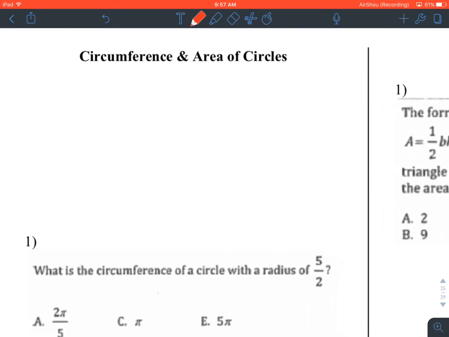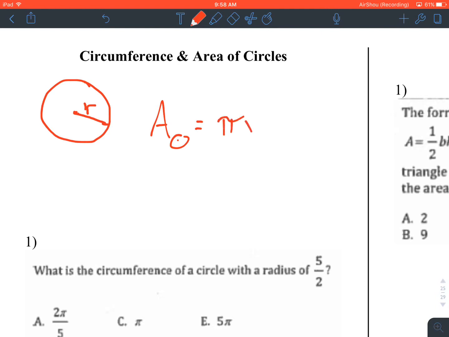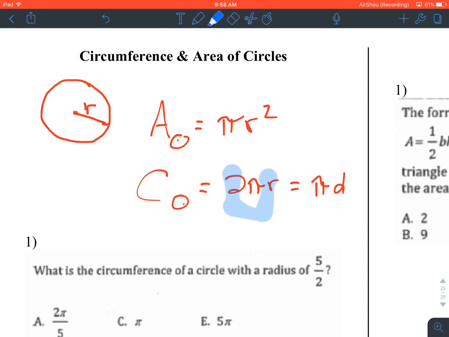Circumference and areas of circles. A circle is a collection of points the same distance away from a given point. That given point is the center. The distance from the center to the circle is known as r. To find the area of a circle, you take pi times r squared. To find the circumference of a circle, which means the same thing as perimeter, circle's too special to use that word, precious little circle, it's 2 times pi times r, which is the same thing as pi times the diameter, because 2 times r, twice the radius, is the diameter.